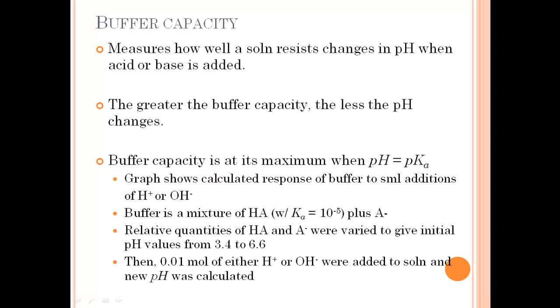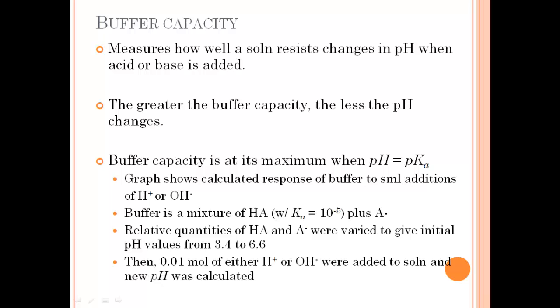Remember that. The graph that I just showed you that we're going to go back to shows calculated response of a buffer to small additions of either a strong acid or a strong base. The buffer in this example is a mixture of HA plus its conjugate base with a Ka of 10 to the negative 5, which would mean that it has a pKa of 5. The relative quantities of the weak acid and the weak base conjugate were varied to give initial pH values from 3.4 to 6.6. And they went ahead and graphed that. That's what you saw there.